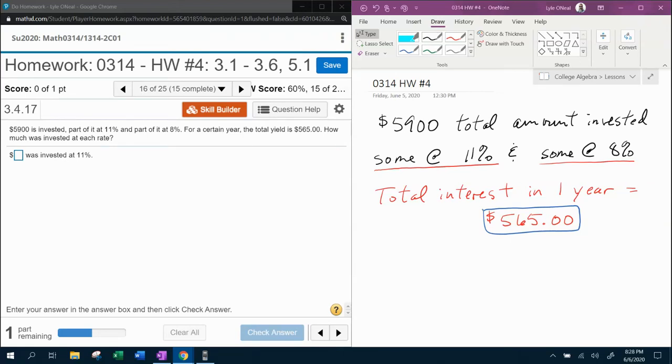All right, here we go. Question number 16 from our 0314, homework number 4 in MyLab Math. Again, we have a bit of a word problem.